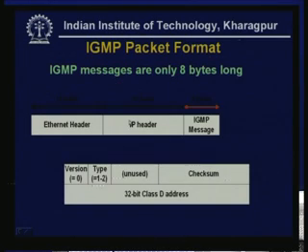So, IGMP messages are only 8 bytes long. You have the Ethernet header, the IP header, and the IGMP message, which has version and type, some part unused, the checksum, and a 32-bit class D address.